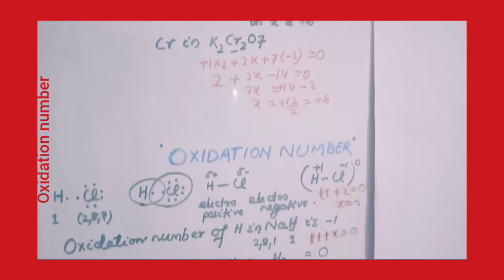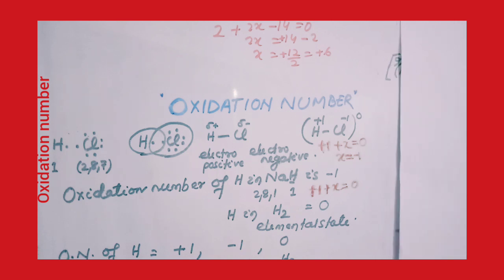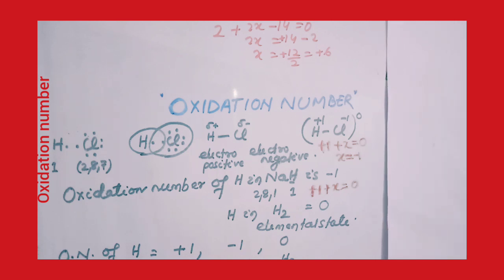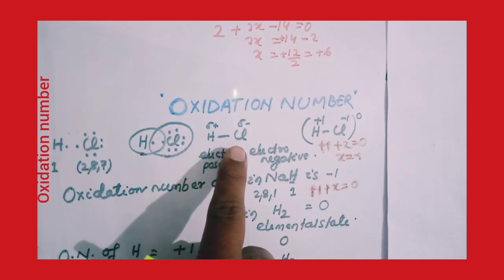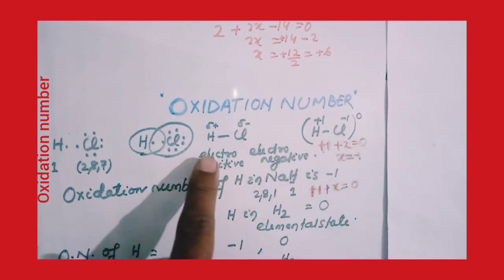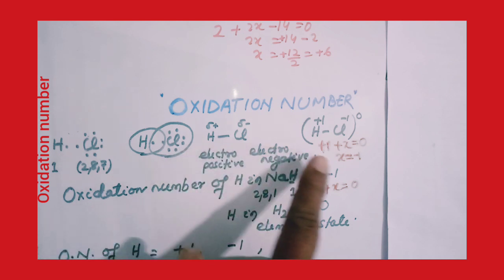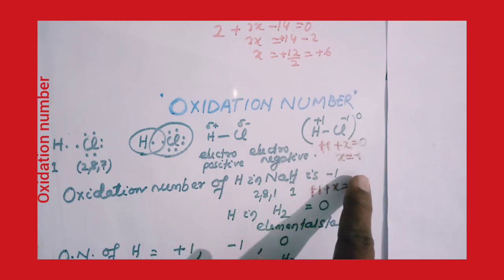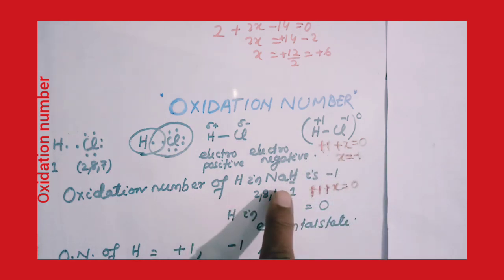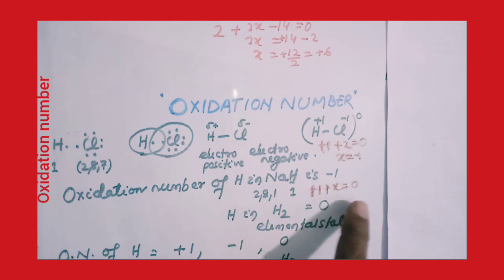HCl is a covalent compound, but here we have to assume HCl as an ionic compound. In HCl, the oxidation number of hydrogen is plus 1 and the oxidation number of chlorine is found to be minus 1. As hydrogen is electropositive and it has one valence electron in its outermost shell, its oxidation number is plus 1, and for chlorine it is x: plus 1 plus x is equal to 0, x is equal to minus 1. In case of sodium hydride, the oxidation number of hydrogen is minus 1: 1 plus x is equal to 0, x is equal to minus 1.